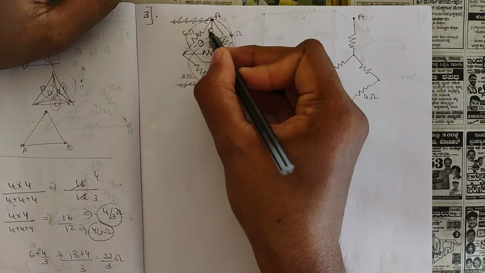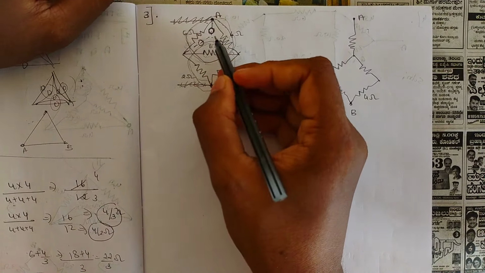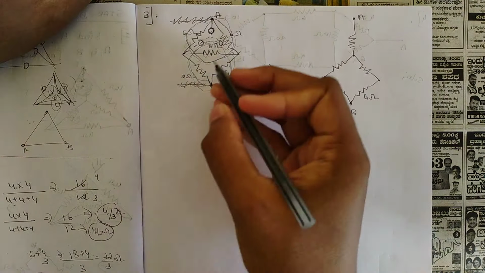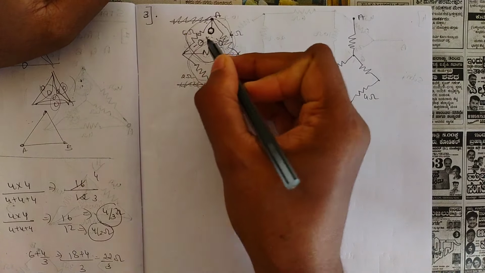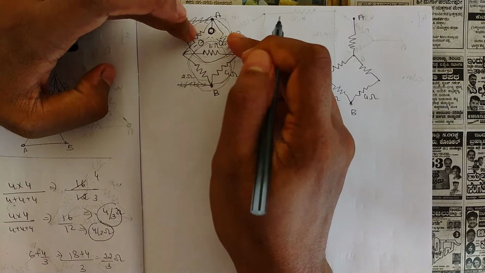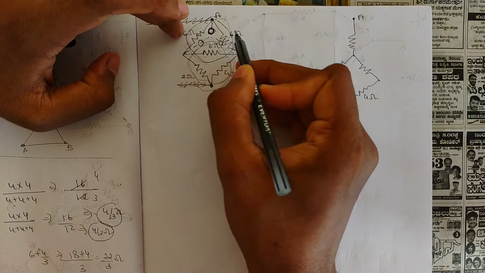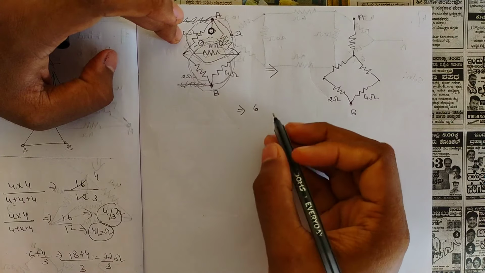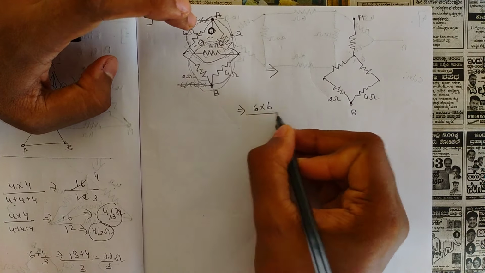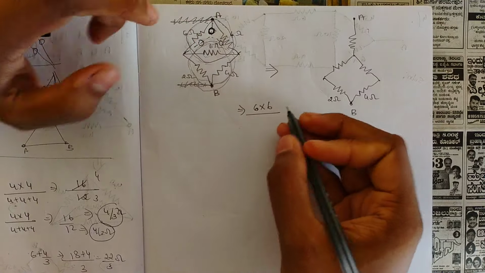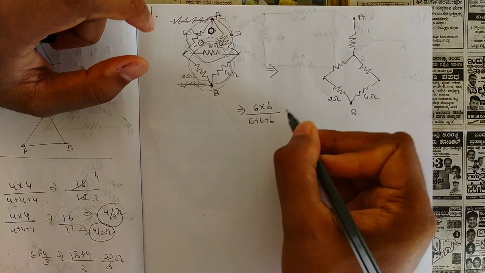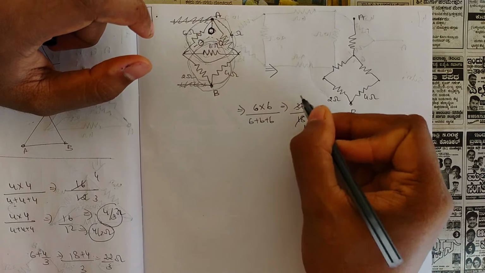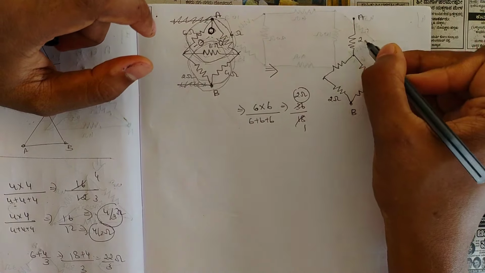In order to find this resistance value, that is conversion of delta to star. In delta to star conversion, as I have told, in order to find this impedance, we should consider the opposite resistances, that is 6 ohm and 6 ohm in this case. That is 6 into 6 divided by the sum of three impedances, that is 6 plus 6 plus 6, that is equal to 36 divided by 18. 18 ones are 18, twos are 36. Our answer is 2 ohm.